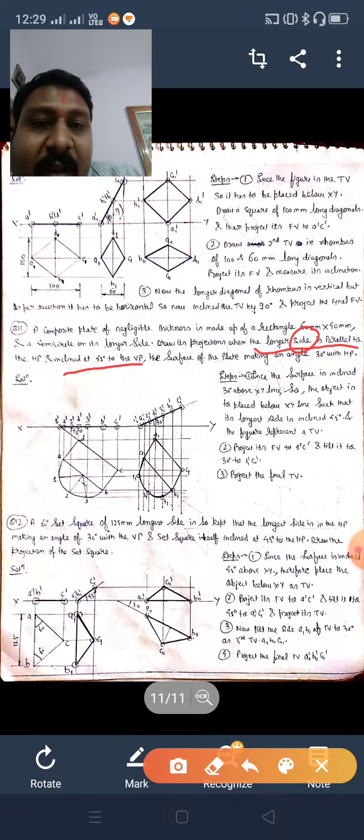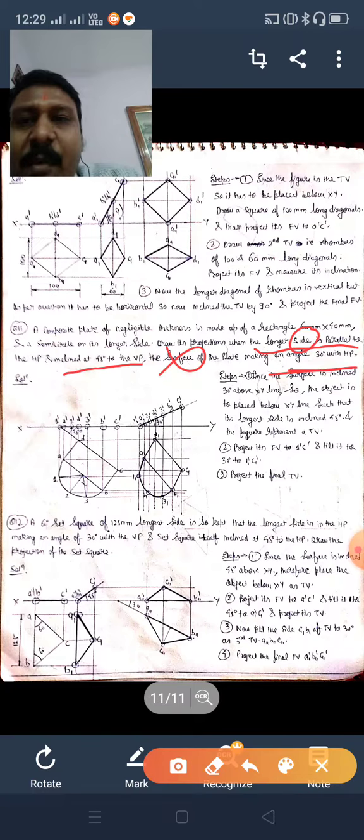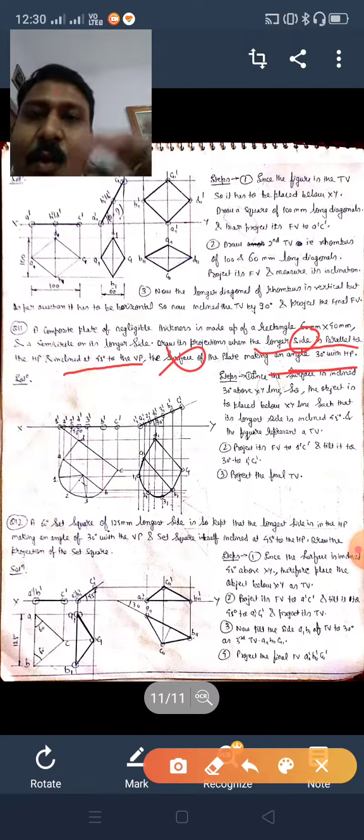And the surface is making an angle 30 degree to HP. The surface means plane, so this is the first inclination. It is given 30 degree to HP, means above XY line. Definitely, if the first inclination is above XY line, the object will be below XY line. Both the conditions are satisfied. It is clear that you have to draw the object below XY line.